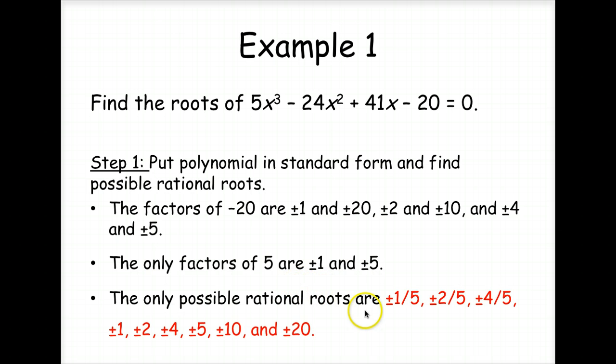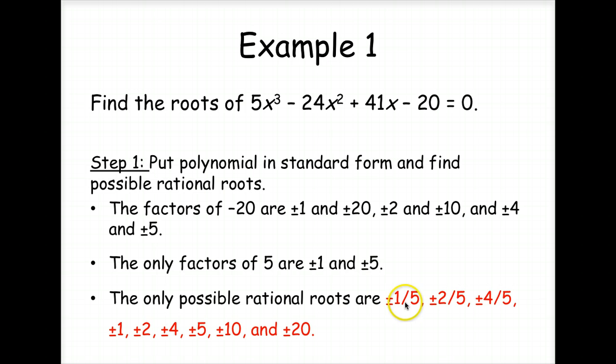So our possible rational roots: 1/5. We've got 20 divided by 5, which would be plus or minus 4. 2 over 5. 10 divided by 5 would be plus or minus 2. 4 over 5. And then plus or minus 5 over 5 would also give us again that plus or minus 1. We only listed once. So these are all our possibles.